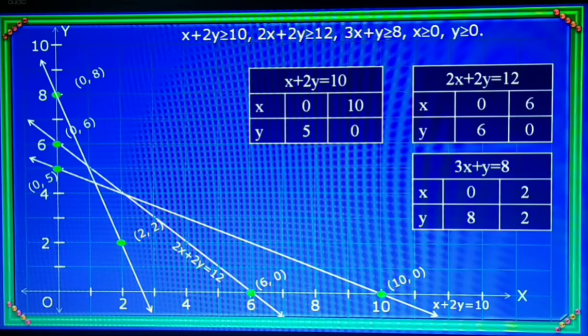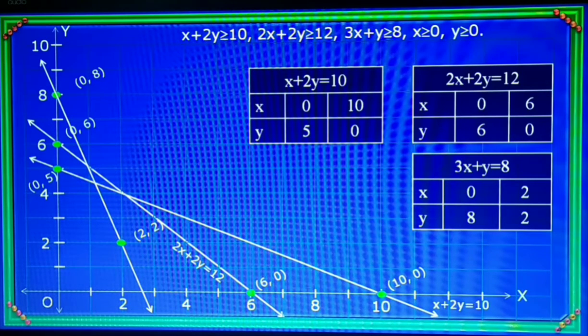Now we should decide the feasible region. When you substitute x is equal to 0 and y is equal to 0 in the inequality x plus 2y is greater than or equal to 10, we get 0 is greater than 10, which is not true. Therefore, the origin is not the solution of the inequality x plus 2y is greater than or equal to 10. So, we should shade above the line x plus 2y is equal to 10.